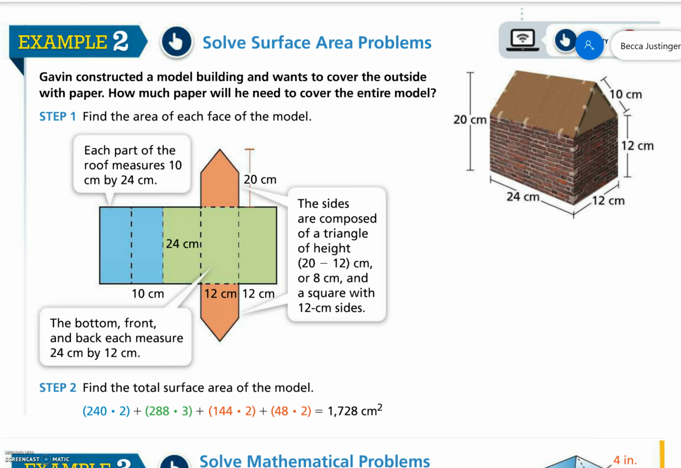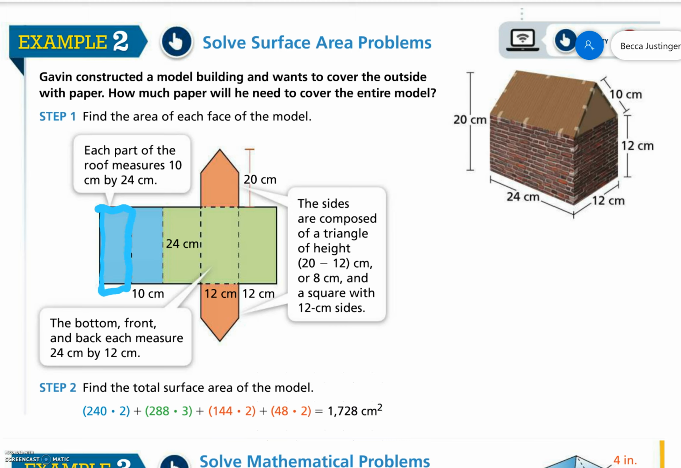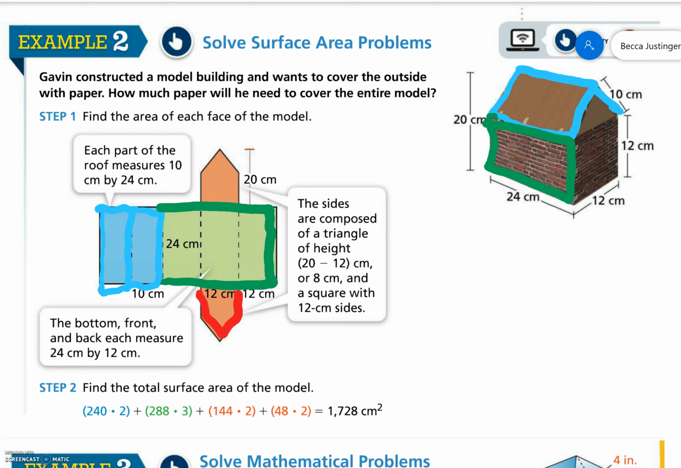The blue parts here cover the roof. So that's this part and the one off the back. That's why it's 10 centimeters by the length of 24. The green parts cover the sides and the bottom of the building. And then the orange part covers the side and what leads up to the roof right here. So you can see them break it down for us and see every part.